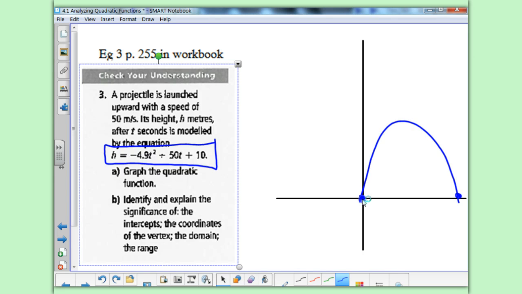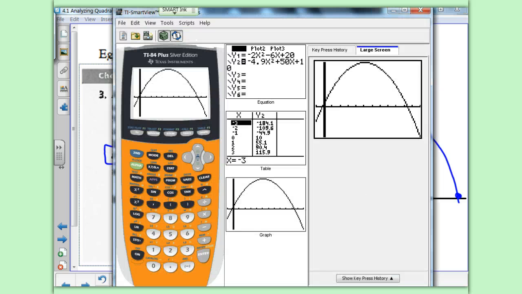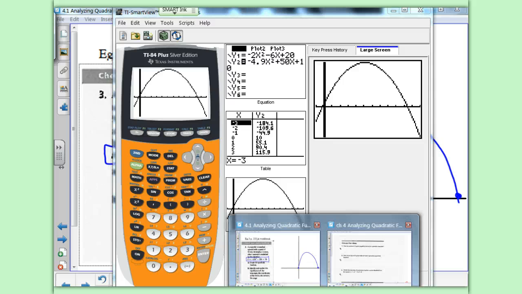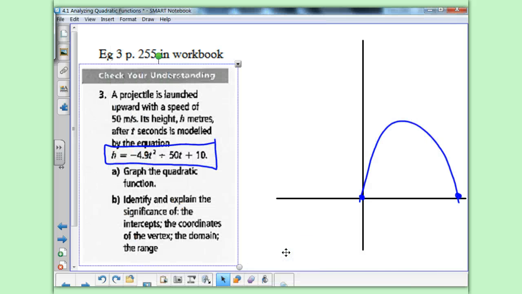We graphed it. Identify the significance of all the intercepts. So I've got an x-intercept, one of them. Let's go back to my calculator and just look at that picture a little closer. Oh, Mr. K didn't quite graph it perfectly. I can see that when I go to my sketch, I should do a little bit better job.